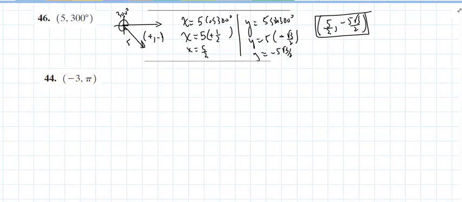So again, this is a special case. I glance at that, I say, wait a minute, I know what this is. I really don't need to use those formulas. Well, I'm going to rotate to pi. I'm pointing in this direction, but since r is negative, I move in the opposite direction 1, 2, 3 units. I'm right there. So hey, guess what? In the rectangular coordinates, this is the point 3, 0.